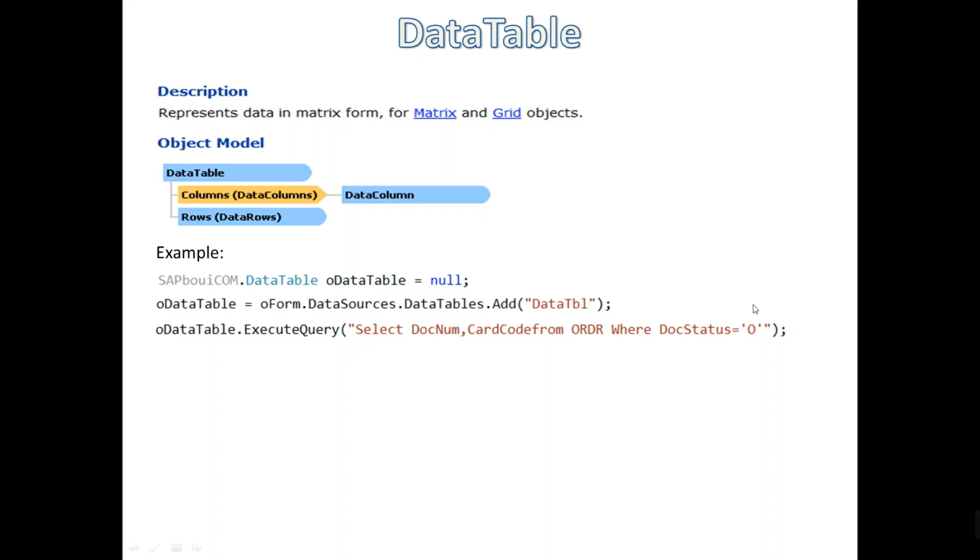The last and most important is data table here. Basically it represents data in matrix form. It means the data table data source contains the data in terms of rows and columns. So it is better to use with a matrix or grid object because the structure is similar to a matrix or grid object of the SAP Business One UI part. So this is the tree structure you can see. And now come to the example here.